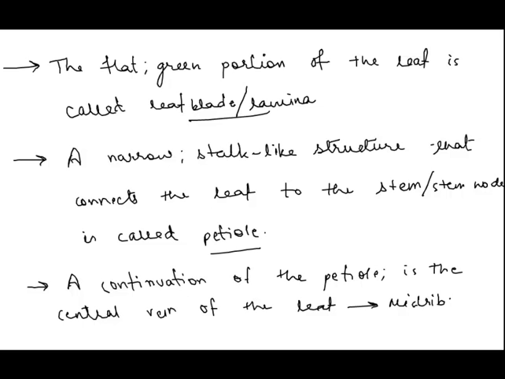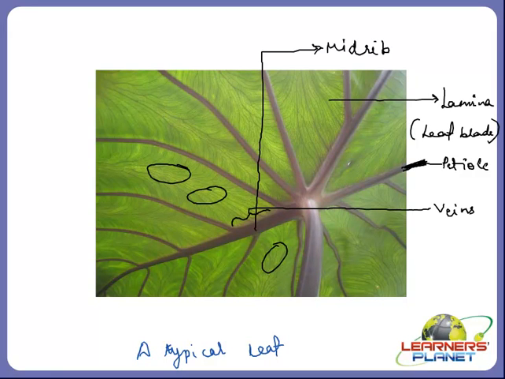So these are the three main parts of a typical leaf. Always remember that the leaf base is the lowermost part of the leaf by which it is attached to the stem node. It may be expanded as a sheath, or it may bear lateral outgrowths. Then the petiole is the stalk of the leaf.